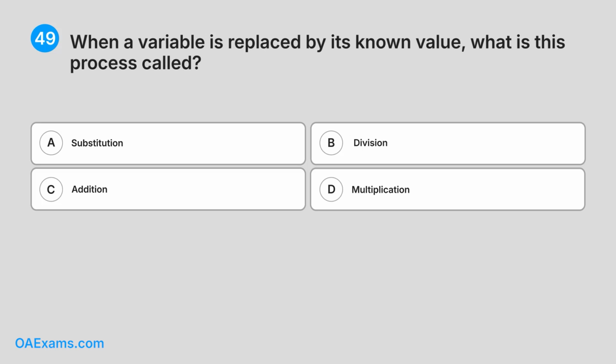49. When a variable is replaced by its known value, what is this process called? A. Substitution, B. Division, C. Addition, D. Multiplication. Do you know the answer?